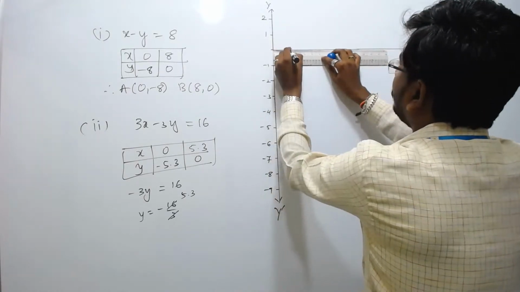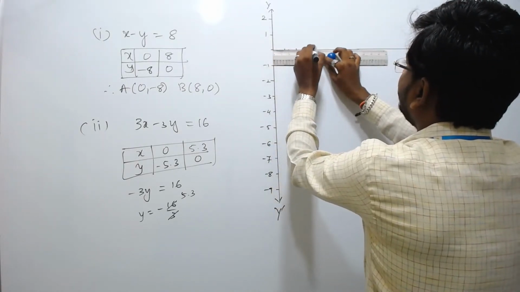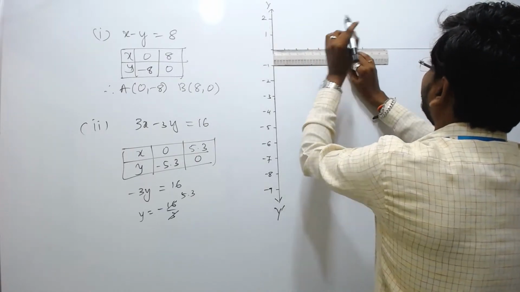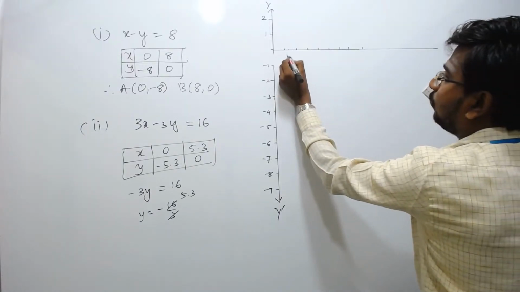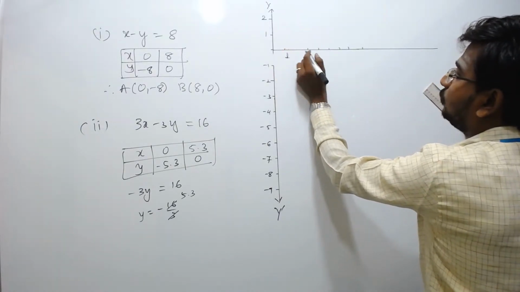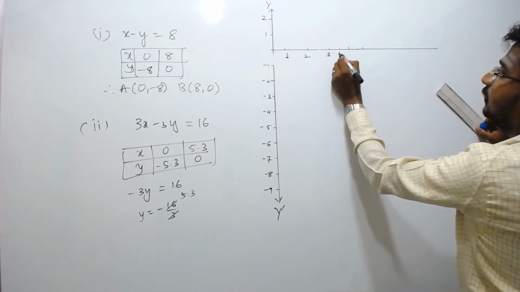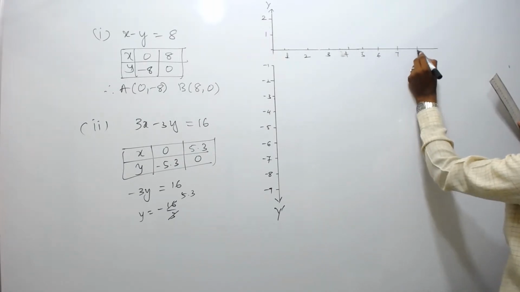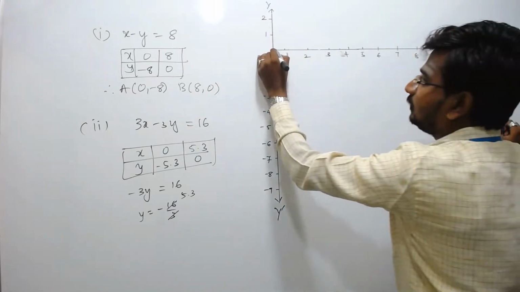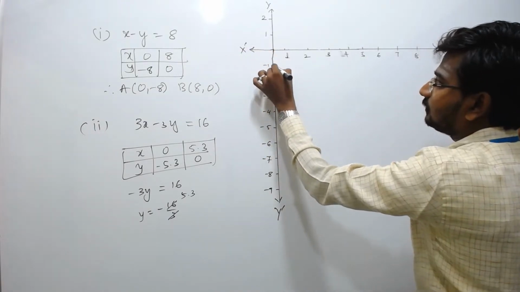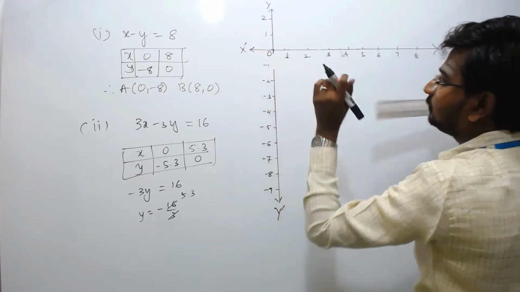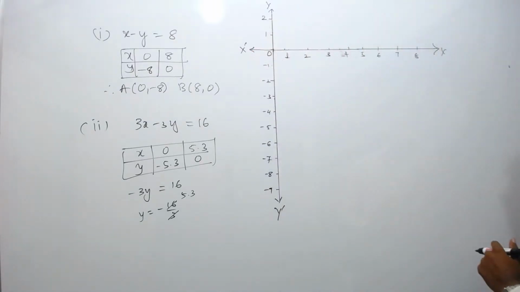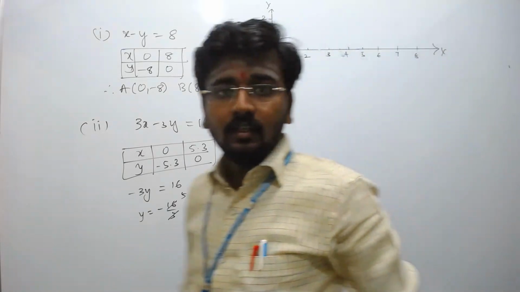So what I'm going to do, 1, 2, 3, 4, 5, 6, 7, 8. Approximately I'm taking 1, 2, 3, 4, 5, 6, 7, 8. This is x-axis, x dash, origin. Okay. So now let us represent the points.